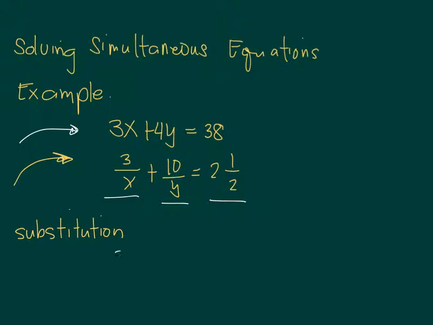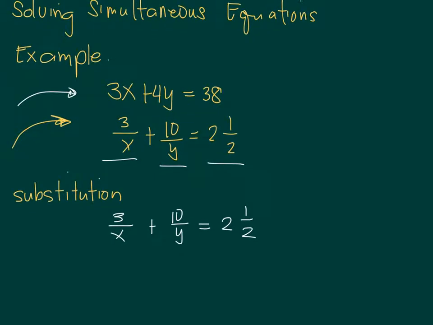So take note, for 3 over x plus 10 over y equals 2 and 1/2, first, we can change 2 and 1/2 into 5 over 2. So we have 3 over x plus 10 over y is equal to 5 over 2. So 5 over 2 is basically 2 times 2 is 4, plus 1 equals 5. So that's 5 over 2.